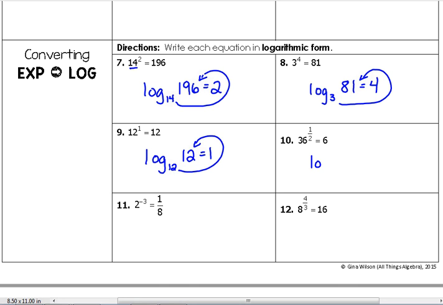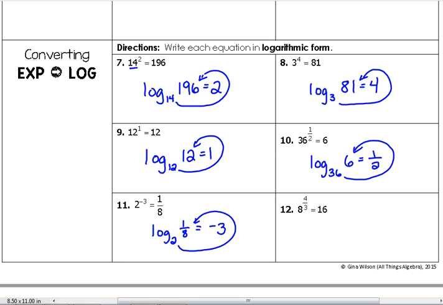Number 10, log base 36 of 6 is equal to 1/2. Check it. 36 to the 1/2 equals 6. Number 11, log base 2 of 1 over 8 is equal to negative 3. Again, you can check it real quick. 2 to the negative third equals 1/8. Log base 8 of 16 is equal to 4 over 3. 8 to the 4 thirds equals 16.